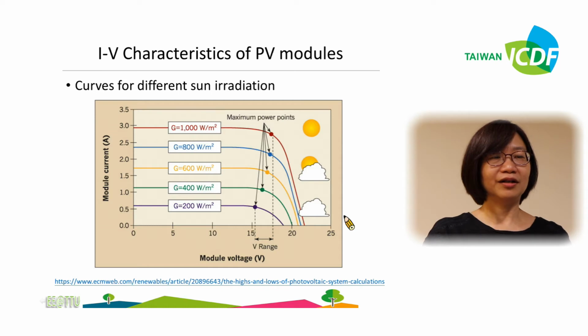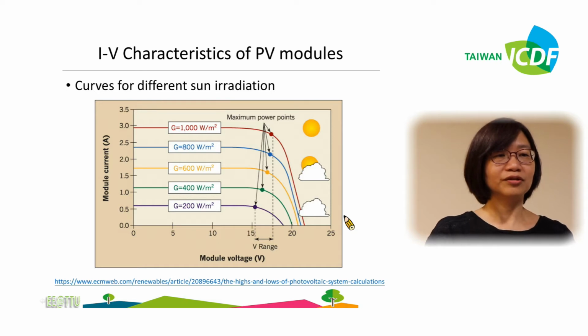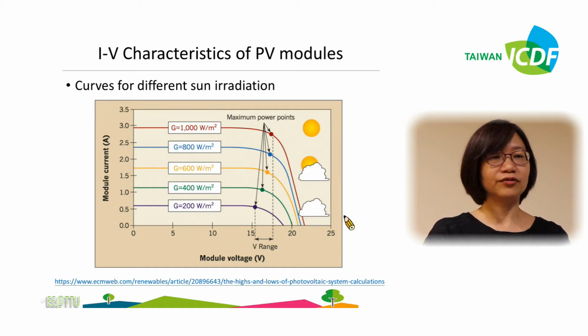Here is a typical IV characteristic of a PV module. On a bright sunny day, the irradiance is about 1 kilowatt per square meter. But when it's cloudy, it can be as low as 100 watts per square meter. And this curve shows you the module current with respect to the voltage.